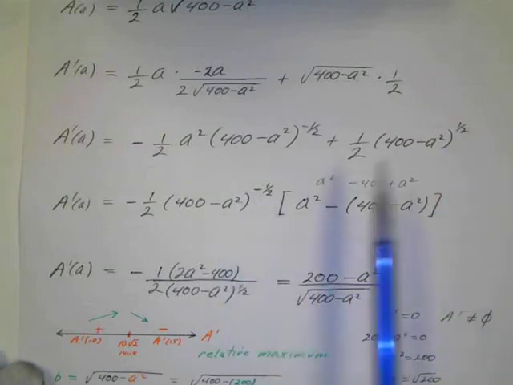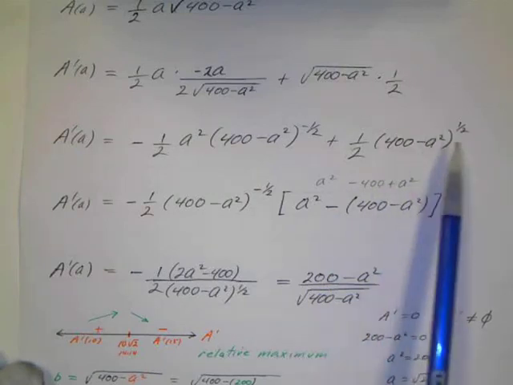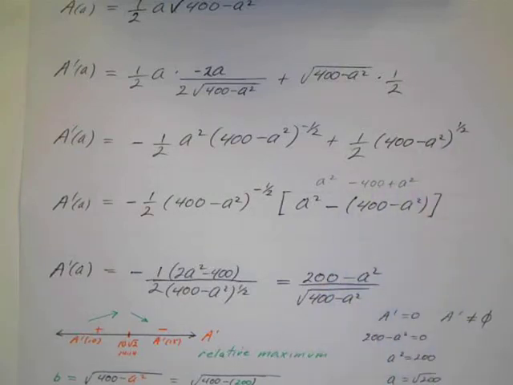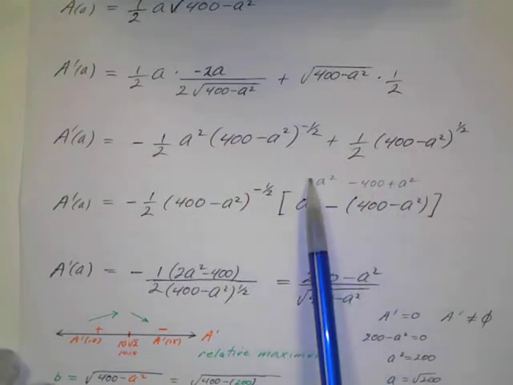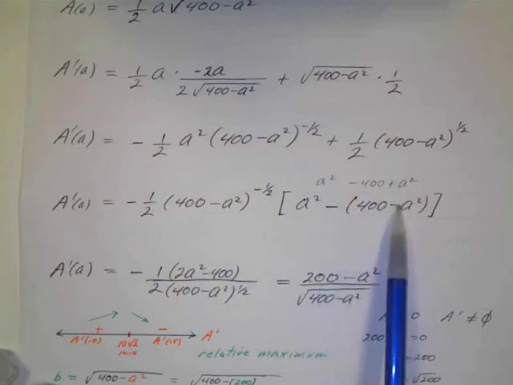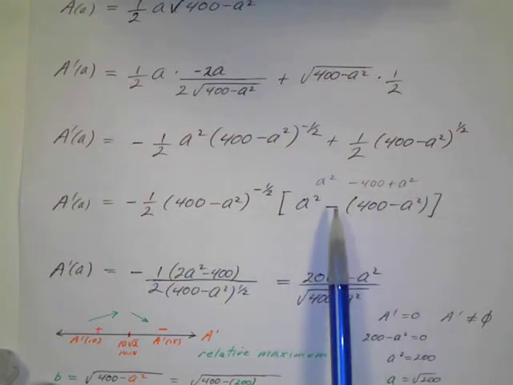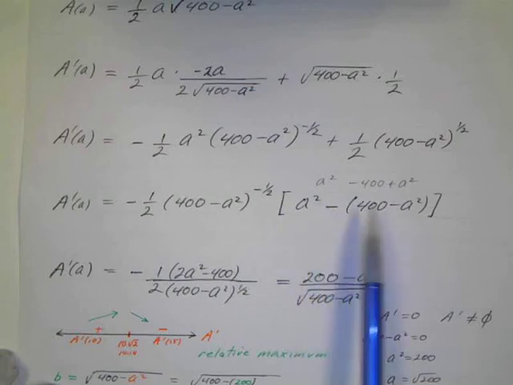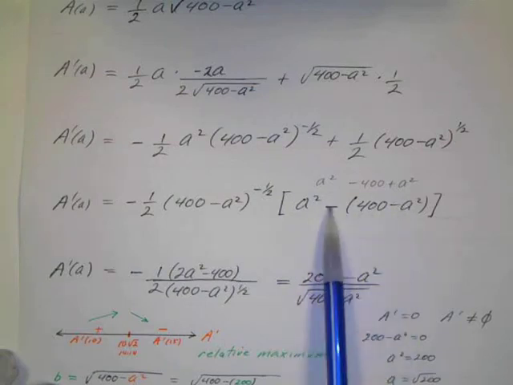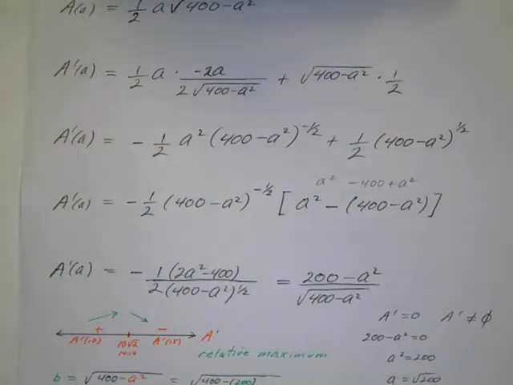Well, that's going to be 1/2 plus 1/2, which is 1. So that's just going to be that to the first power, which is just 400 minus a squared. Then I look inside here. This is going to be a squared minus 400 plus a squared. So I suggest you do something like this just in case, so you don't mess up on your negative signs here, because sometimes we miss that when we have a negative sign in front of a binomial.